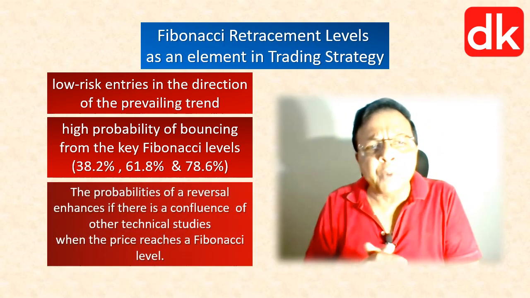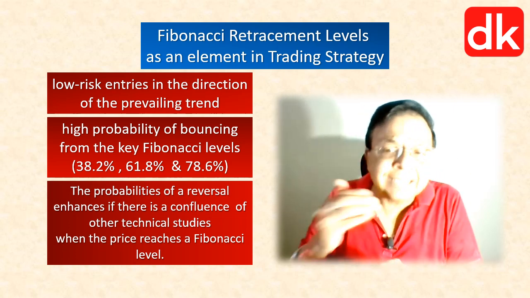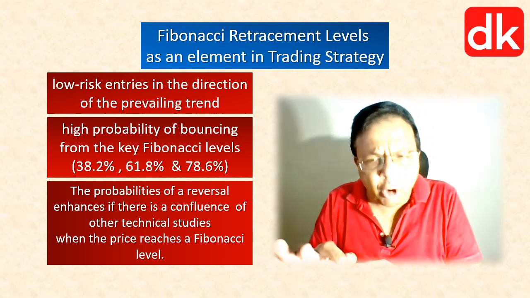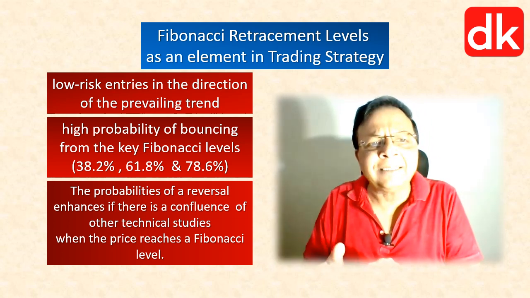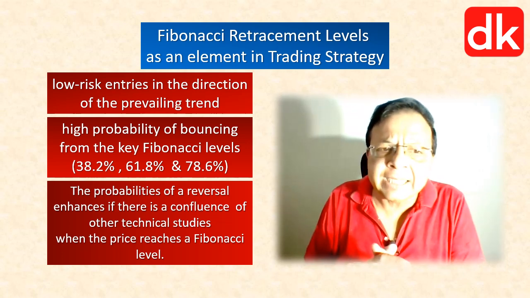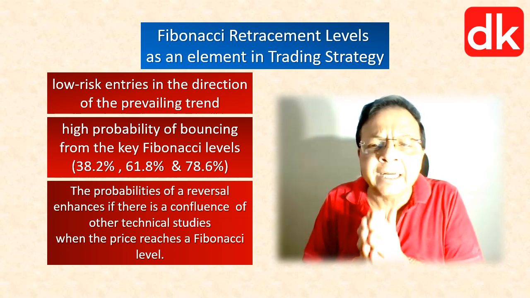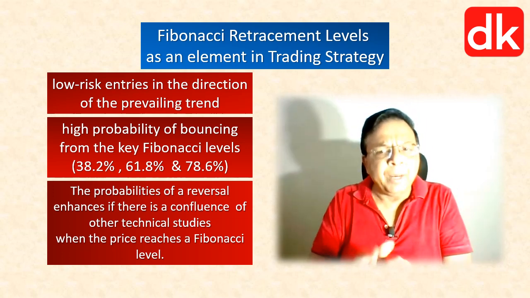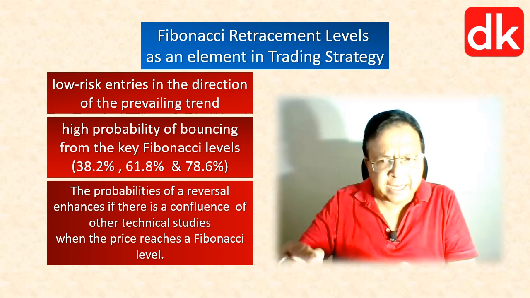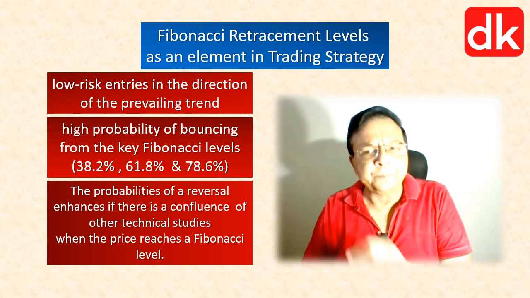And the third very important point is that the probability of reversal enhances. Please mark my word. Probability of reversal enhances if there is a confluence of other technical studies when the price reaches the Fibonacci retracement level. So for example, if an impulsive wave has been formed and the market is correcting, at that point of time, let the correction be over.